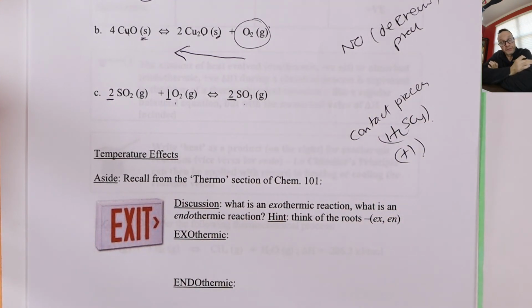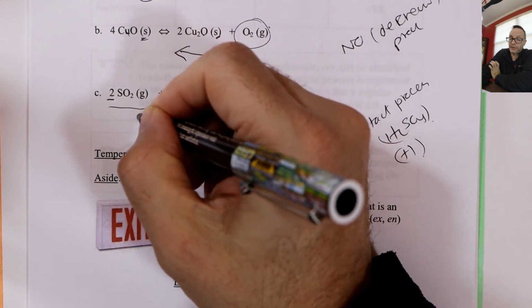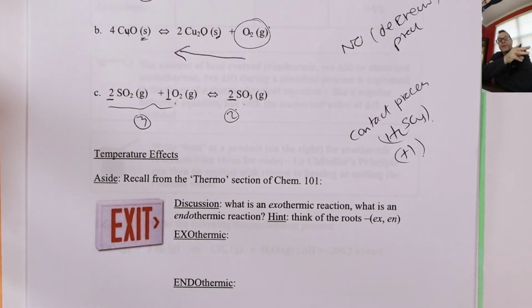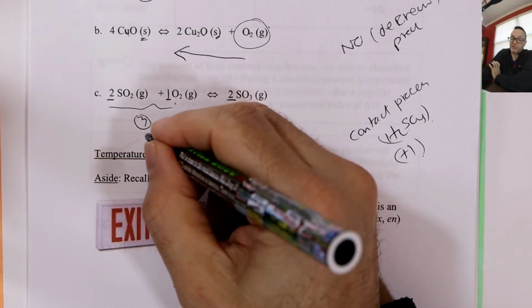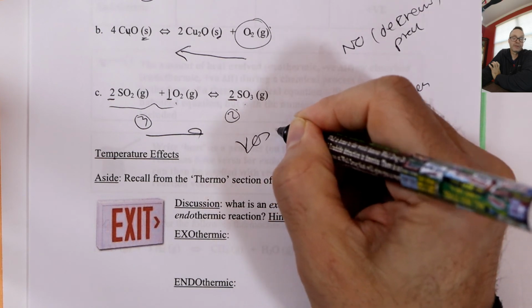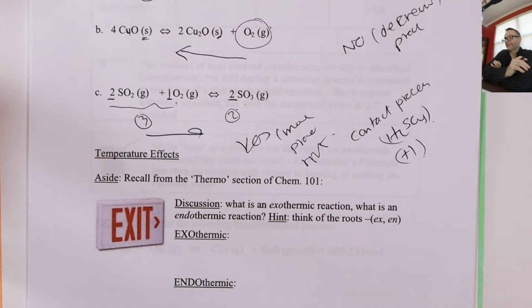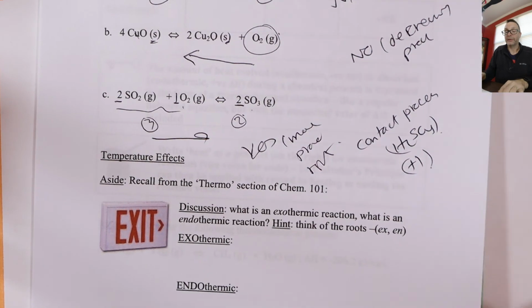Now, in terms of the gas problem, we've got 3 gas molecules over here and 2 over here. So if we increase the pressure, what's going to happen? It's going to make less. It's going to go to the right. So yes, that one works. More product goes to the right. Okay, fair enough. All right. Now, that was pressure.